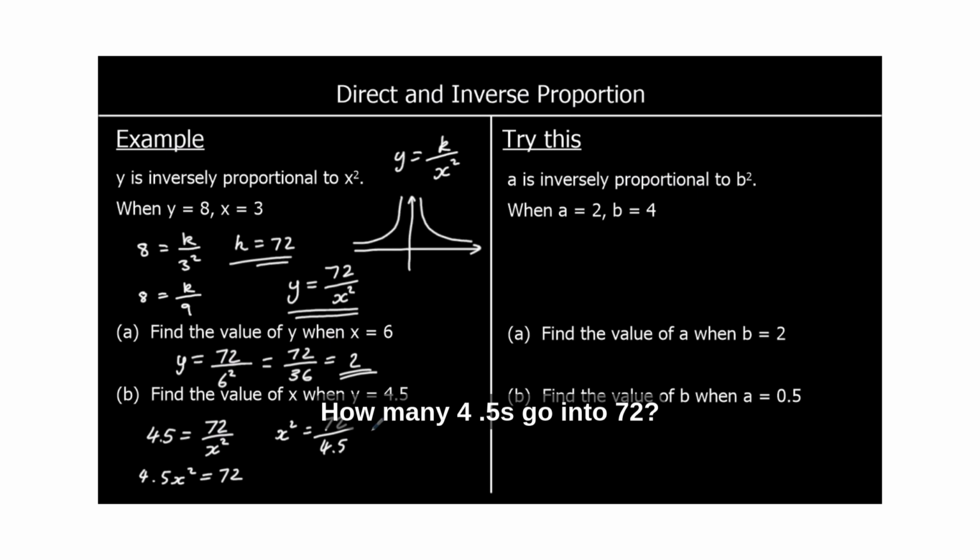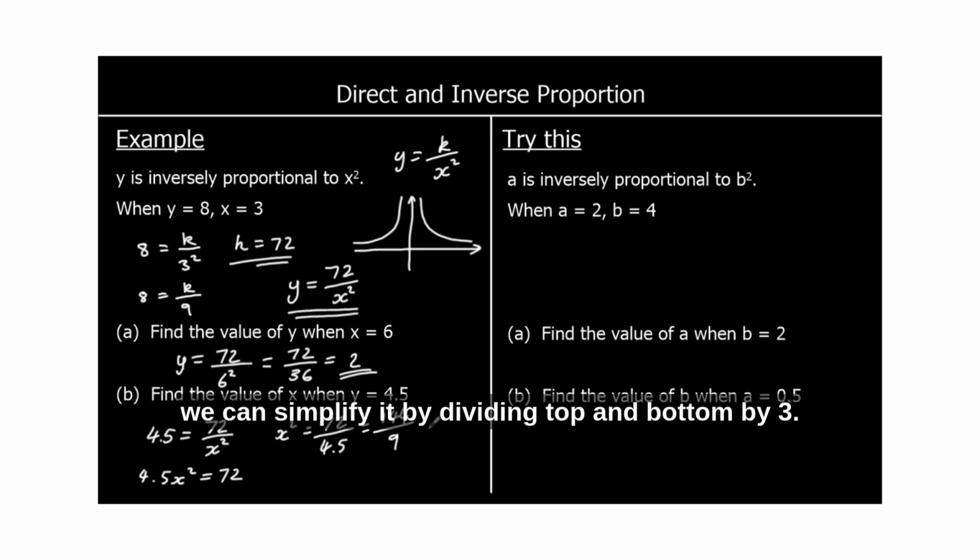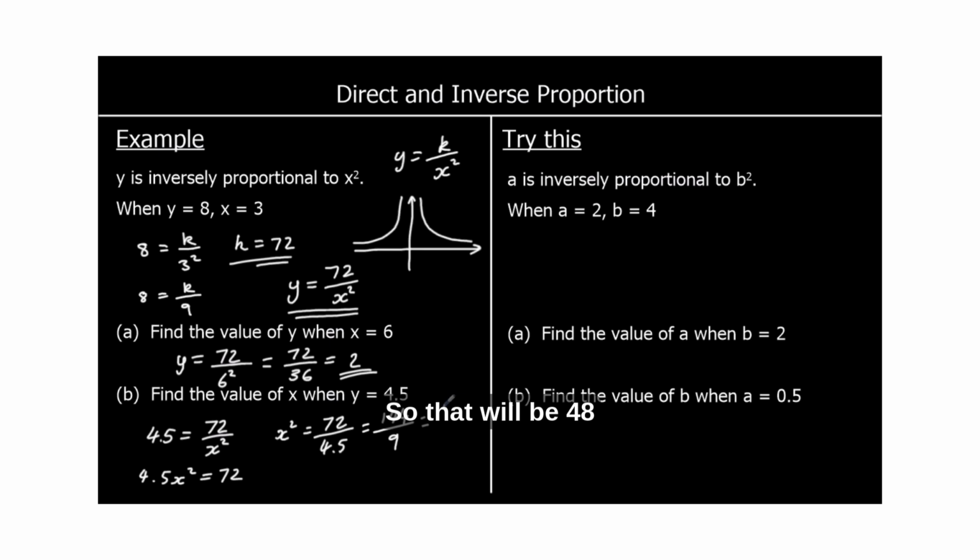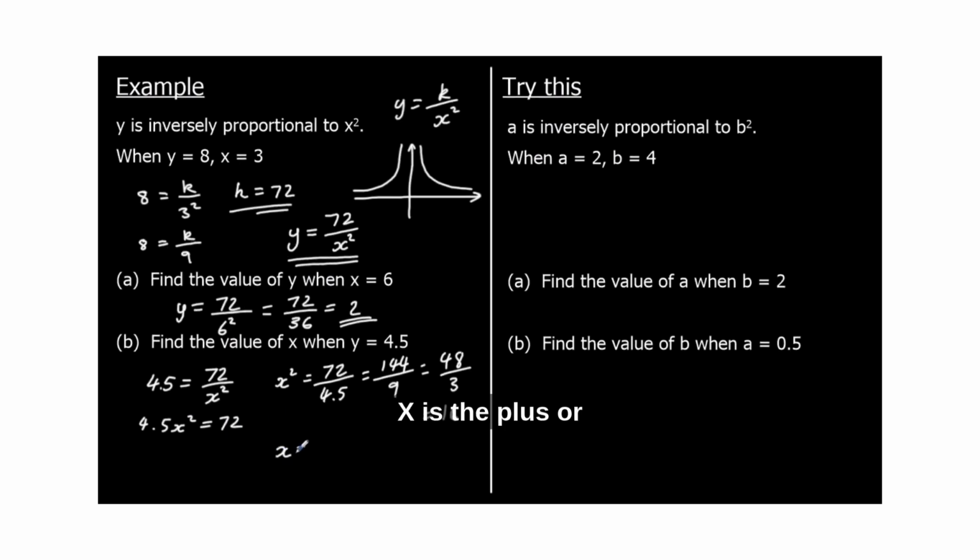How many 4.5s go into 72? If we double top and bottom, we get 144 over 9. So how many 9s go into 144? Well, we can simplify it by dividing top and bottom by 3. So that will be 48 over 3. And how many 3s go into 48? That's 16. So x squared is 16. So x is plus or minus the square root of 16. So plus or minus 4.